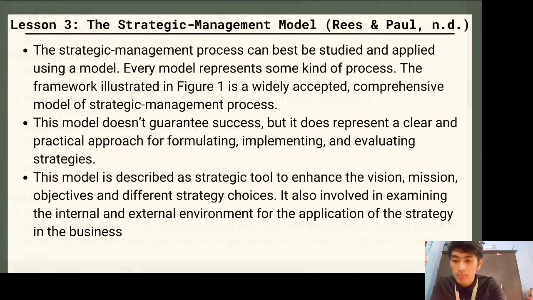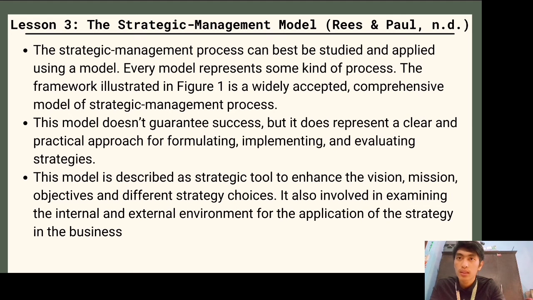Lesson 3. Strategic Management Model. The strategic management process can be best studied and applied using a model. Every model represents some kind of process. The framework illustrated in Figure 1 is a widely accepted comprehensive model of the strategic management process. This model doesn't guarantee success, but it does represent a clear and practical approach for formulating, implementing, and evaluating strategies.